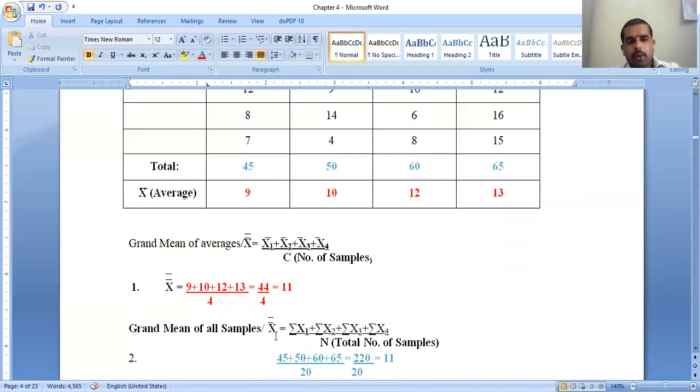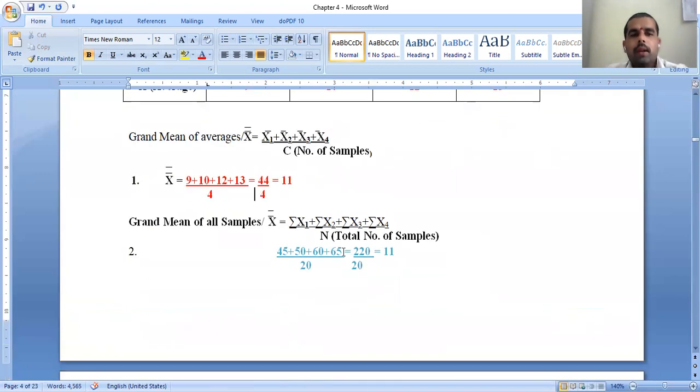You got 11. Okay, then the second one, grand mean of all samples. That is, x double bar is equal to sigma x1 plus sigma x2 plus sigma x3 plus sigma x4 divided by n, that is total number of samples here. In the first case, we divided all x bar values by the number of samples. In the second case, grand mean of all samples, x double bar is equal to all the totals divided by the total number of samples here.